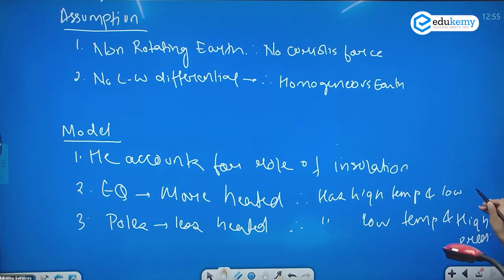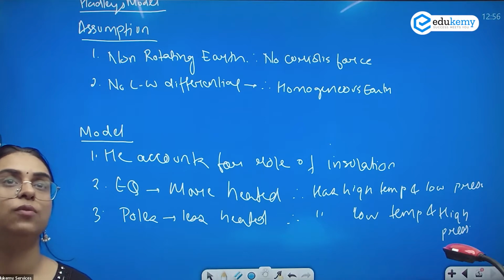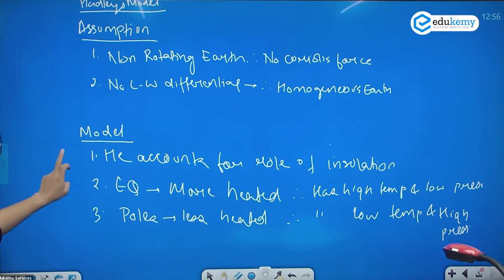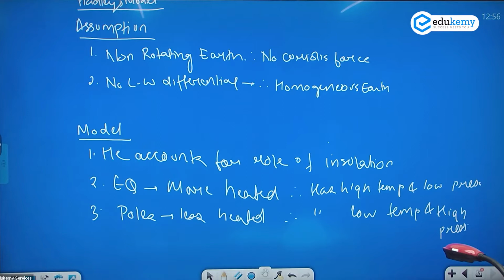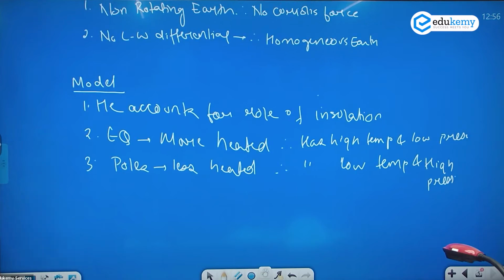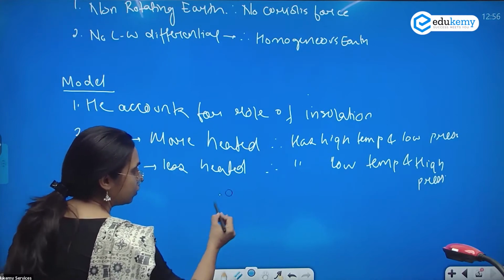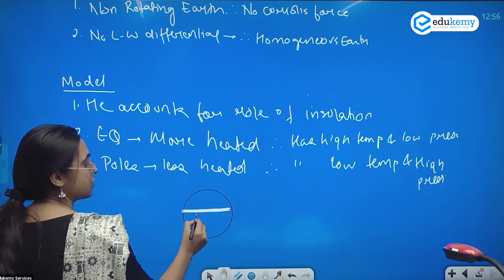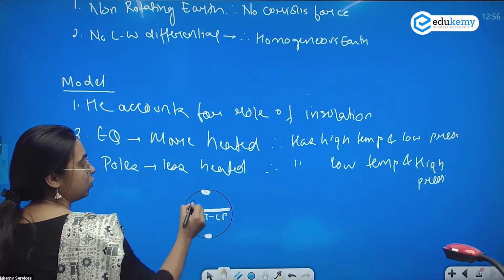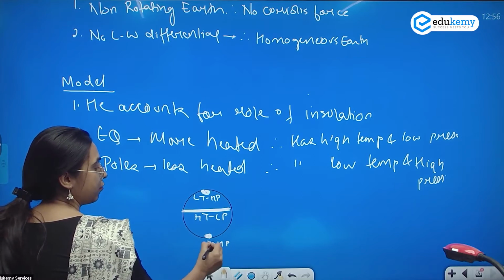So there are 2 assumptions. One is a non-rotating earth and the other is no land-water differential. In this model, he accounts for the role of insolation. He says the equator is more heated, has high temperature, therefore low pressure, and the poles are less heated and therefore have high pressure and low temperature. You can also draw the earth. You can say that the equator has high temperature, low pressure. At the poles you have low temperature, high pressure.